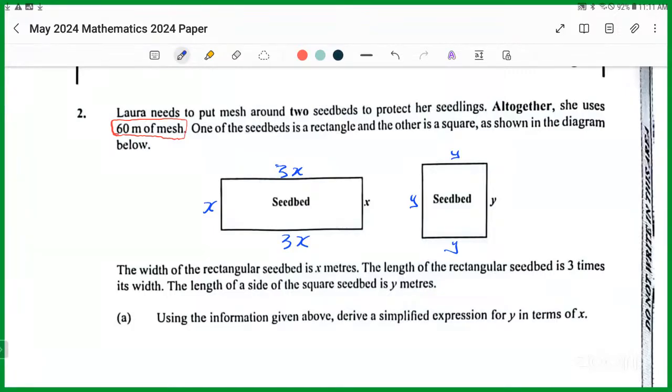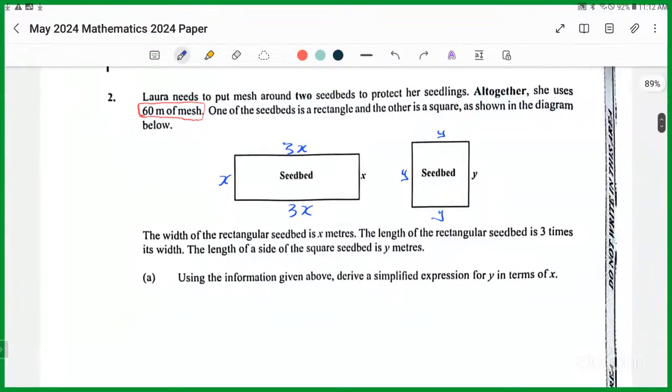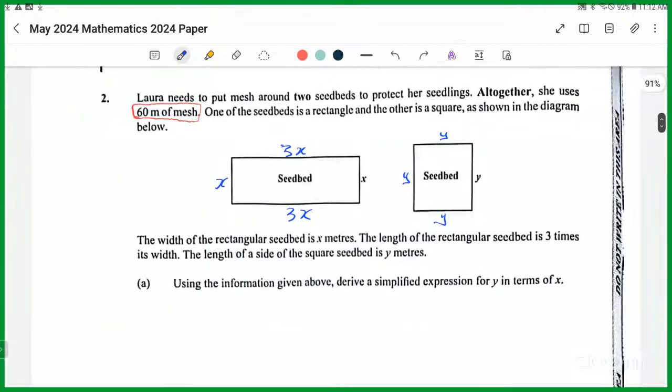So the only information we have is that the perimeter, which is the total distance around the 2 seed beds, must add up to 60 meters, because that's the length of the mesh that was used. So the total perimeter of both seed beds must be 60 meters. That's what we know, because the total length of mesh is 60 meters. So we can make a note of that. Total length, total perimeter then, will be equal to 60 meters.